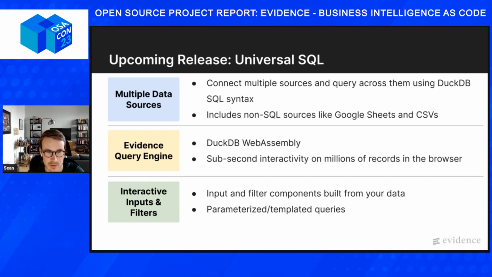Universal SQL includes three main things. The first is multiple data sources. In Universal SQL, you can connect multiple data sources in Evidence and query them all using SQL. And this includes non-SQL data sources like Google Sheets and CSVs. These can all sit in the same project. So if you've got a budget data CSV, you can join that in with your data coming out of Snowflake.